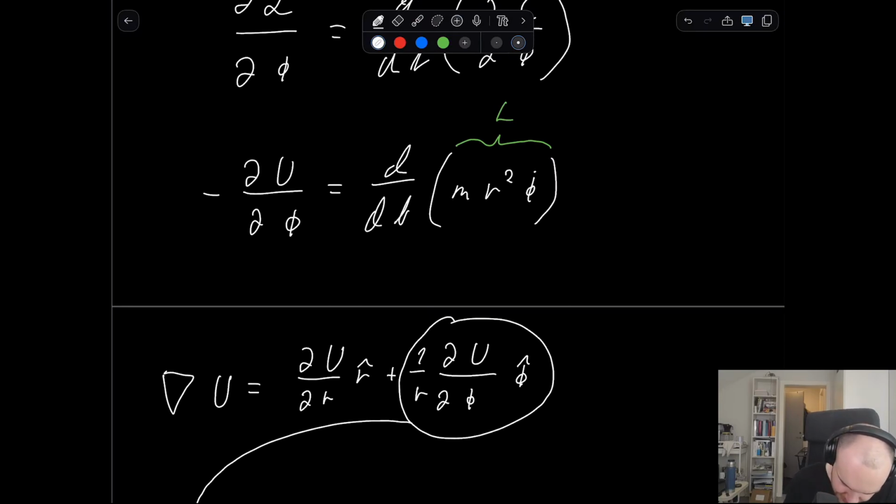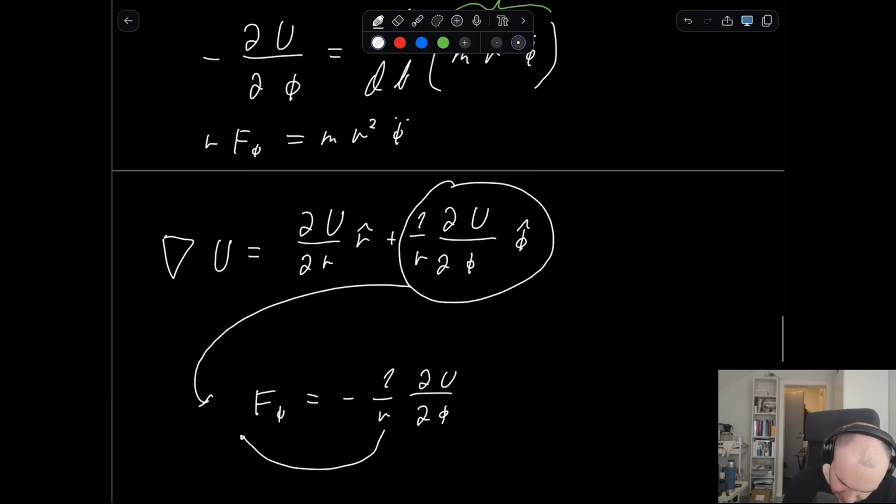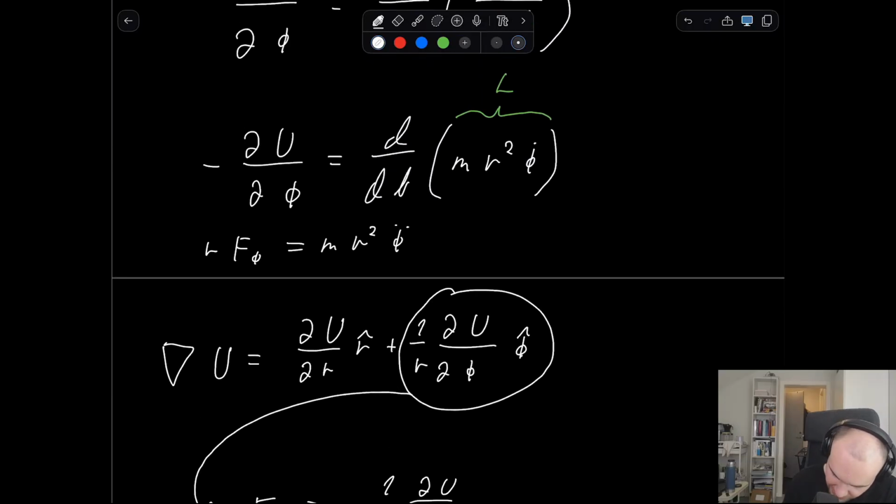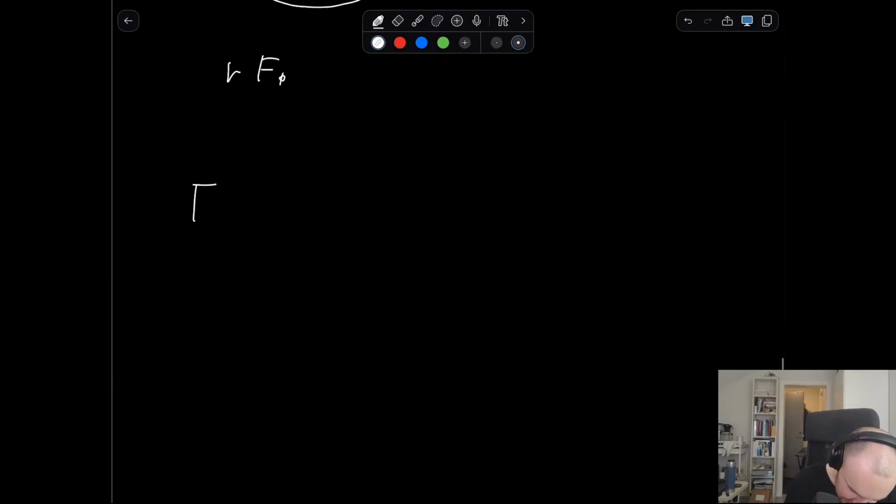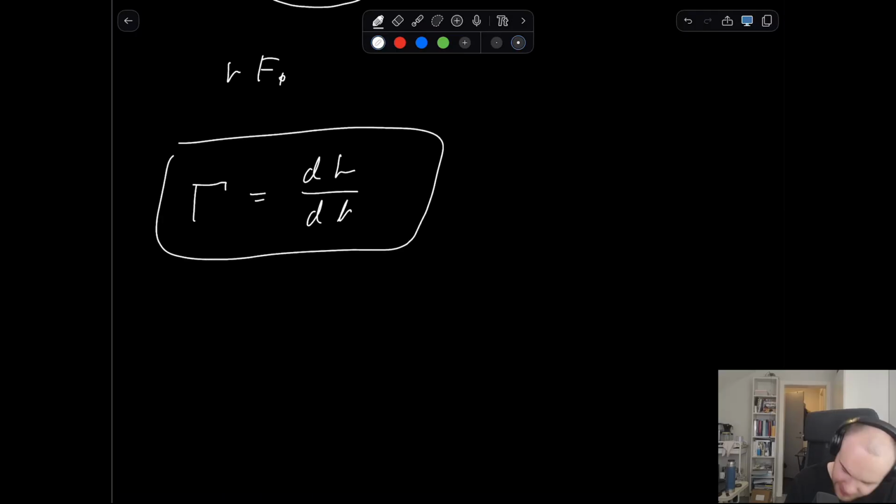Because now look what I have. On the left side, I have r multiplied by the force, which is equal to m r squared phi double dot. And to make this even neater, what we have on the left side is the torque, right? And we have d over dt of the angular momentum. So what I have is that the torque is equal to d capital L over dt, like that. And now we're finished, because this makes sense now.